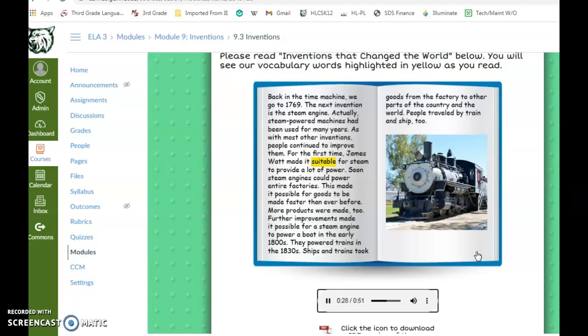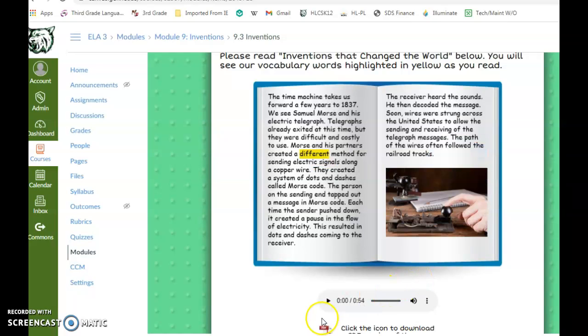This made it possible for goods to be made faster than ever before. More products were made, too. Further improvements made it possible for a steam engine to power a boat in the early 1800s. They powered trains in the 1830s. Ships and trains took goods from the factory to other parts of the country and the world. People traveled by train and ship, too.